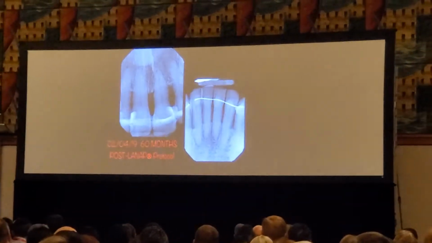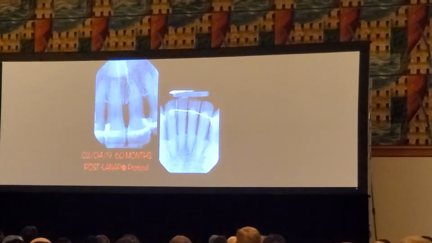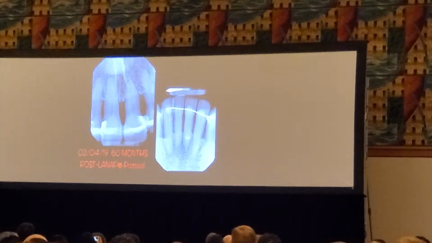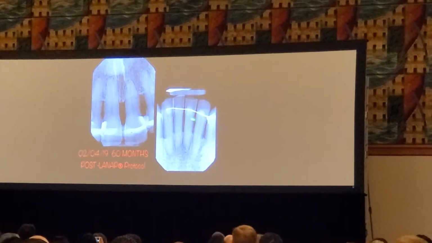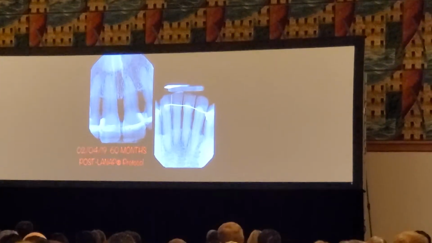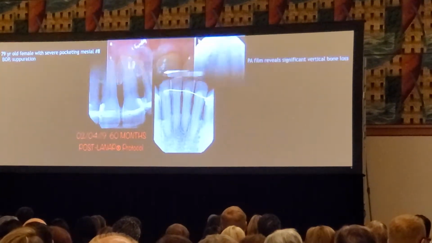And here are the follow-up radiographs at 5 years, again showing a dense lamina dura present, general stable bone levels. There is still splinting, and that's important because we want to make sure that we control those occlusal forces. So the splinting is palatally or lingually on these teeth.